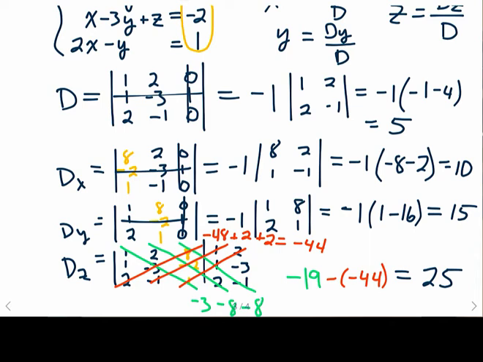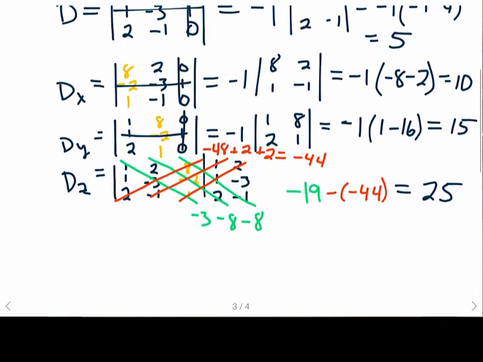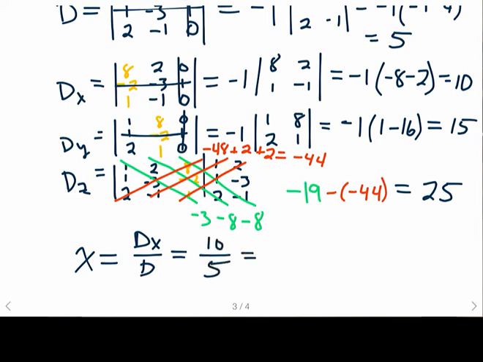Ultimately, though, I end up with dx is equal to 10, dy is equal to 15, and dz is equal to 25. So, in this case, we're going to have that x is equal to, since it's dx over d, we have 10 over 5, or 2.